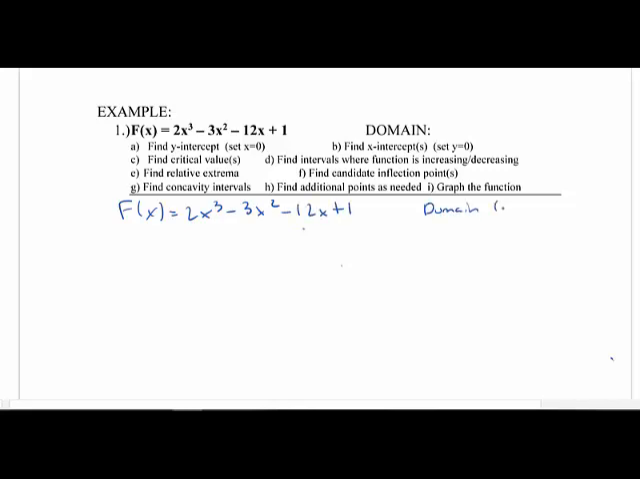Domain here should be all reals, so there's no restrictions. Find my y-intercepts, which means plug in x equals 0. If I plug in x equals 0 here, I should get y equals 1. So remember, that's a point. This should be on my final graph.